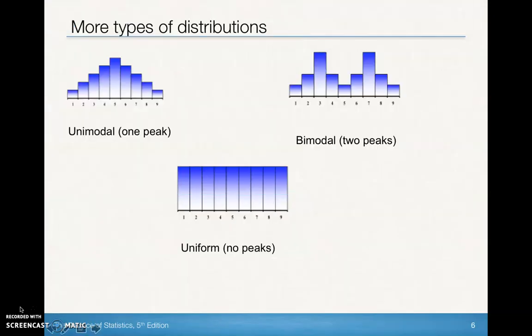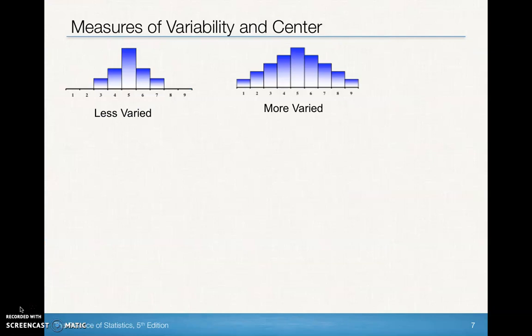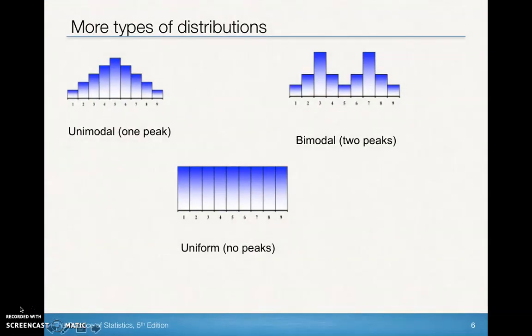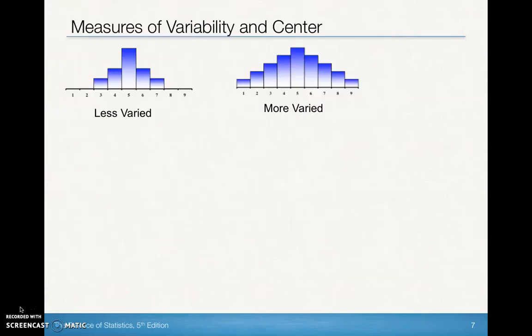So here's some other types of distributions you might see, and you need to know some of this terminology. You've got unimodal, that means there's only one mountain peak. You've got bimodal, that's where there's two peaks. And then uniform is where it's pretty much straight across. There's no peaks in it at all.